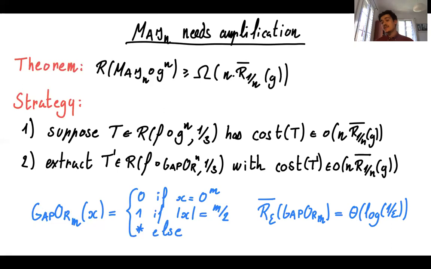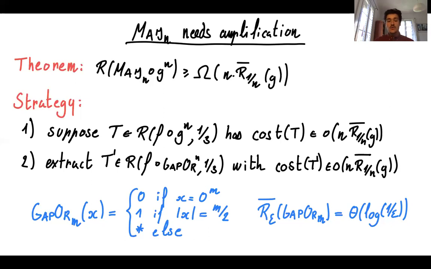And actually we have that the average case randomized query complexity of gap OR, where the error probability allowed is epsilon, is exactly theta of log 1/epsilon. The upper bound comes from the algorithm that samples log 1/epsilon locations and answers 1 if it has seen a 1, and 0 otherwise. And this is one of those functions which has the same average and worst case complexity.